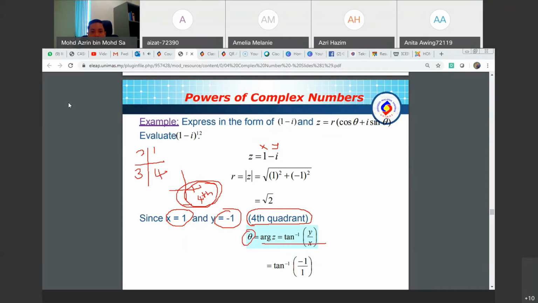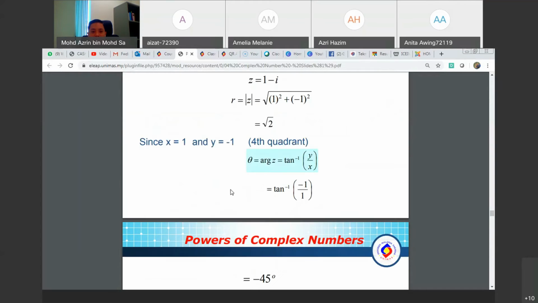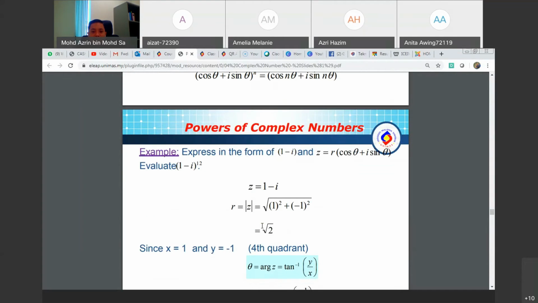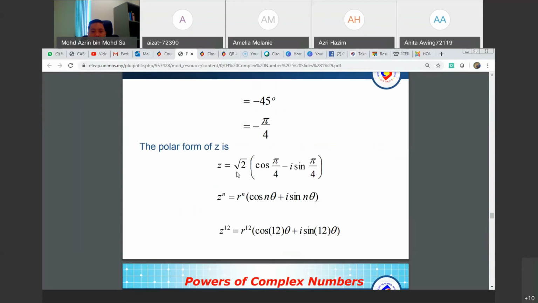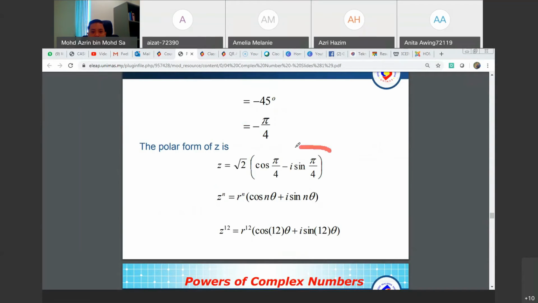Bawah ni you will get negative 45, and negative 45 is equal to negative pi over 4. Okay, in terms of polar form, you insert the value that you get, R is the square root of 2 here, Z equal to square root of 2 cos theta. So ni adalah polar form, PF, saya letak PF ni polar form.